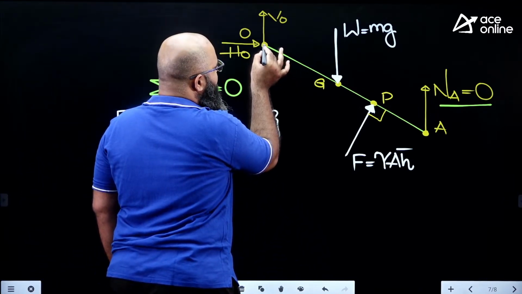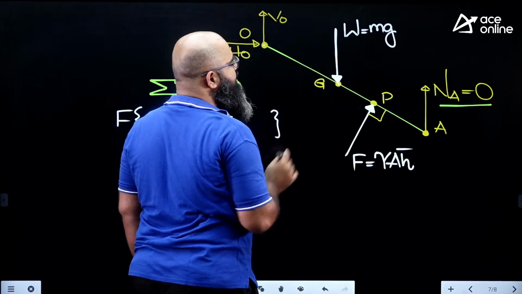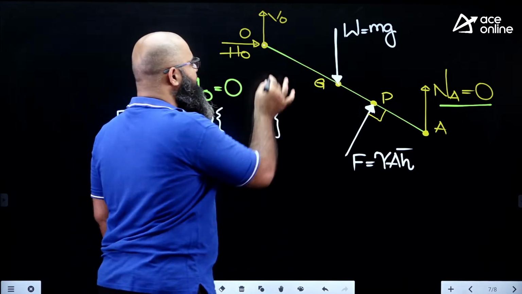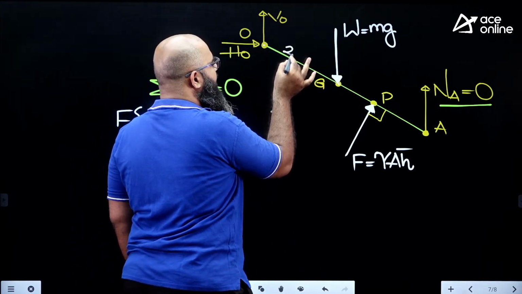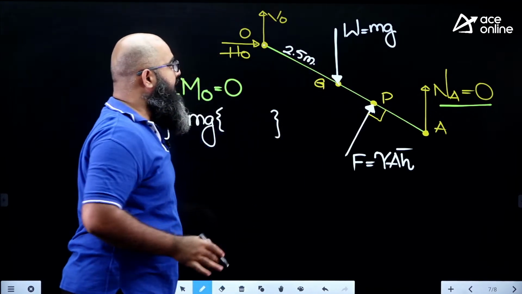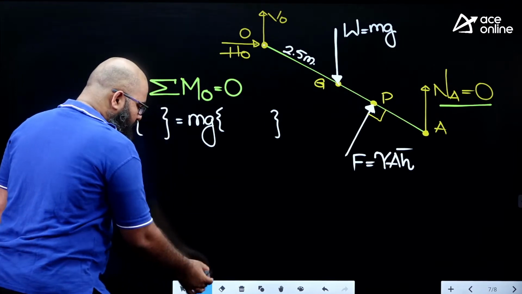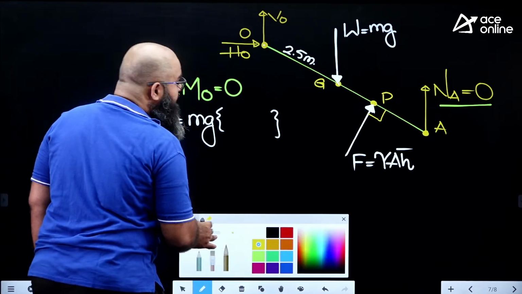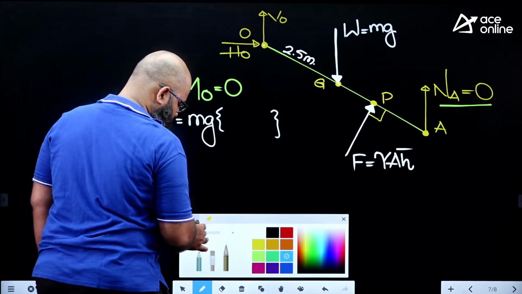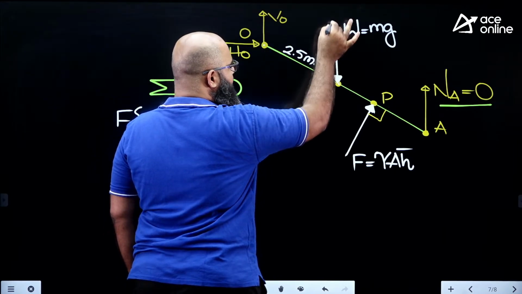Now you see, from point O to point G, the length is basically half the length of this plate. The entire length of this plate was 5 meter, therefore this distance happens to be equal to half of 5, that is 2.5 meter. This is the length we are having, from point O to point G. The lever arm over here is supposed to be the perpendicular distance from point O till this force.